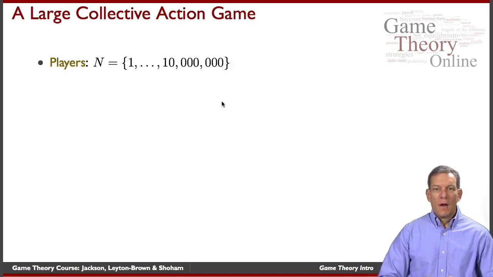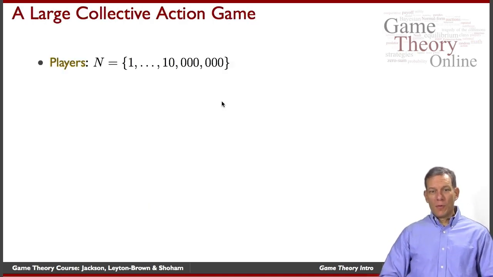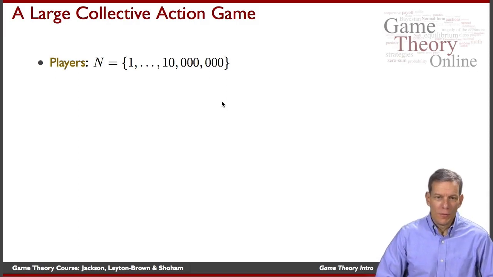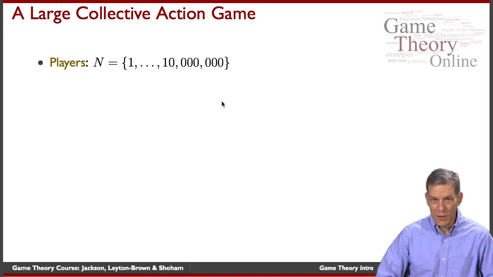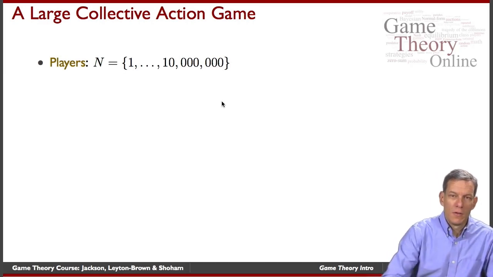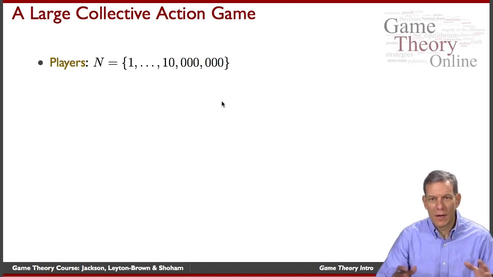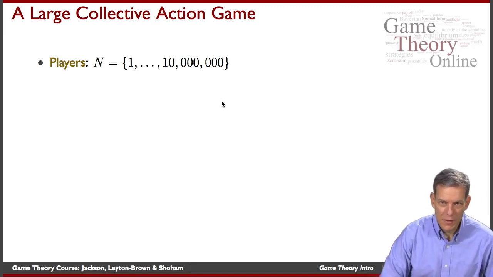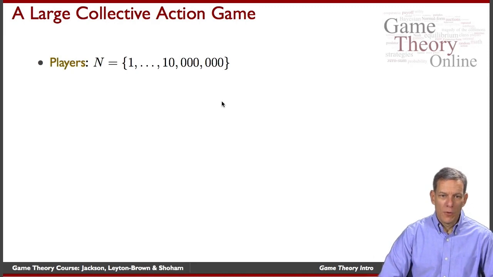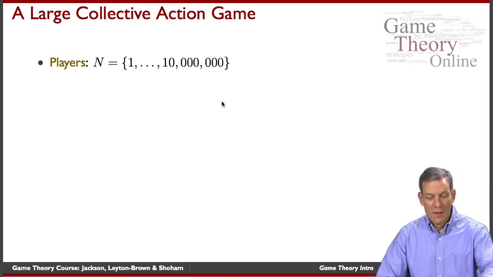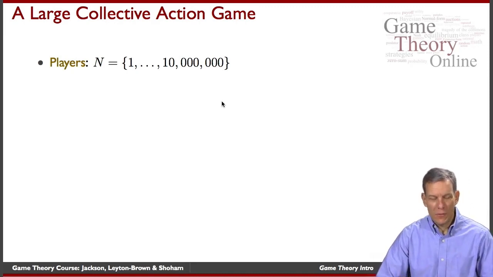Okay. Let's talk about another game that we won't be able to write down in such a simple form. Let's think of a large collective action game, for instance, whether or not a population wants to revolt against the government. Here we have many more players. Let's imagine a population of 10 million players. We're obviously not going to be able to write that down as a matrix on our screen, so we can do that more abstractly. But we'll have 10 million players.